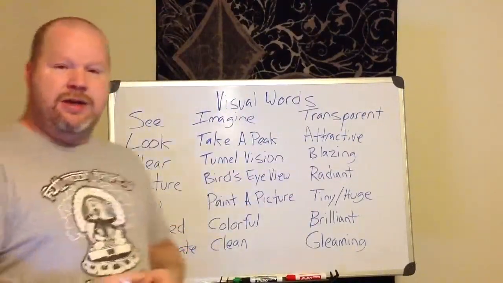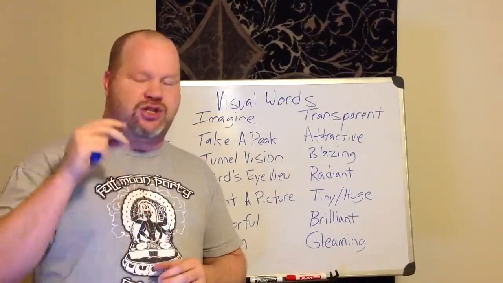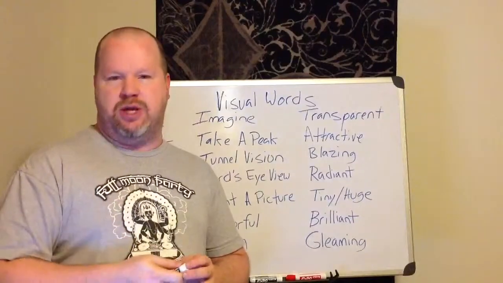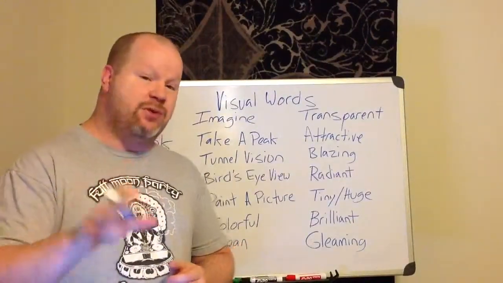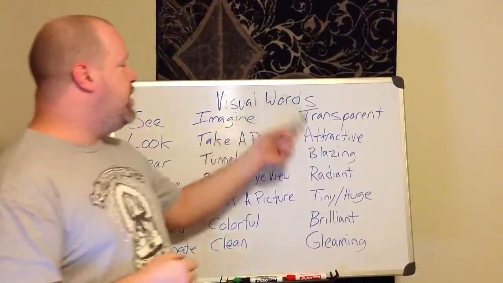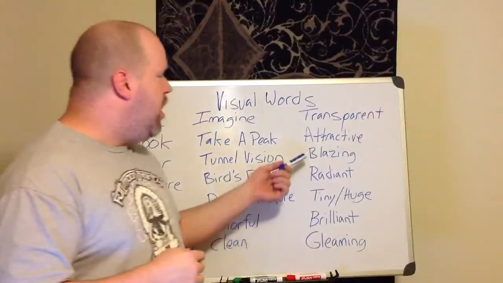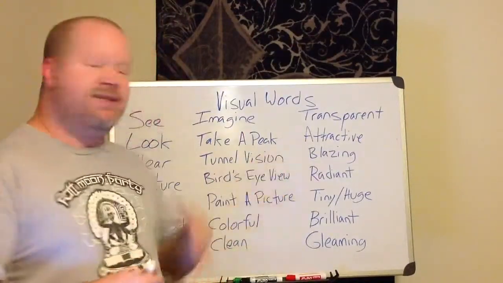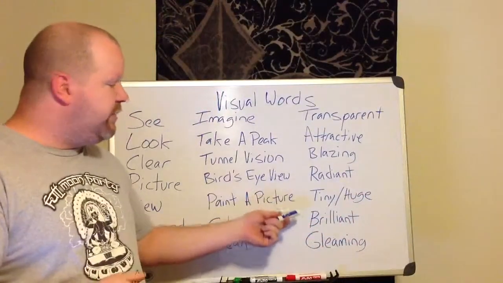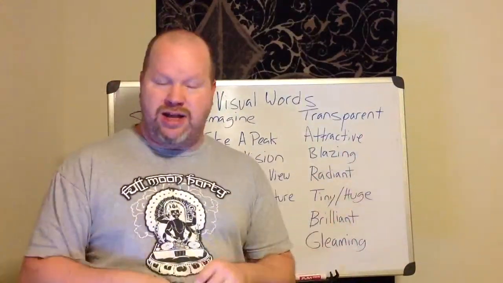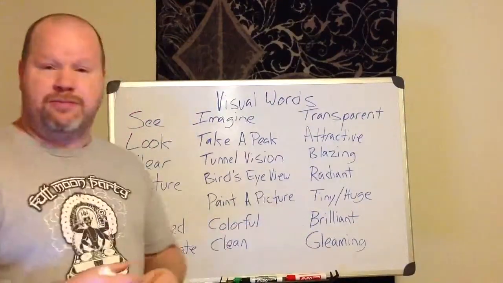Colorful, clean. Some of this is actually ambiguous language, and ambiguous language will start to create emotions within people. If you can elicit emotions within people, you can really have them start to connect with you at a deeper level, all right? So transparent, attractive, again, we're getting into ambiguous language. Blazing, radiant, tiny, the opposite of that would be huge, right? Brilliant, which depending on what side of the pond you're on has a slightly different connotation, and gleaming.